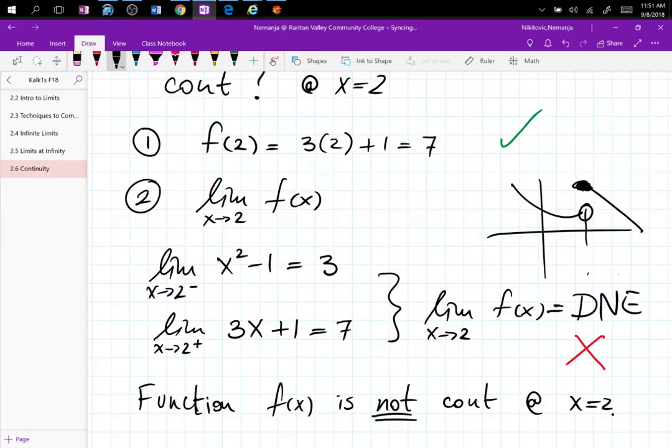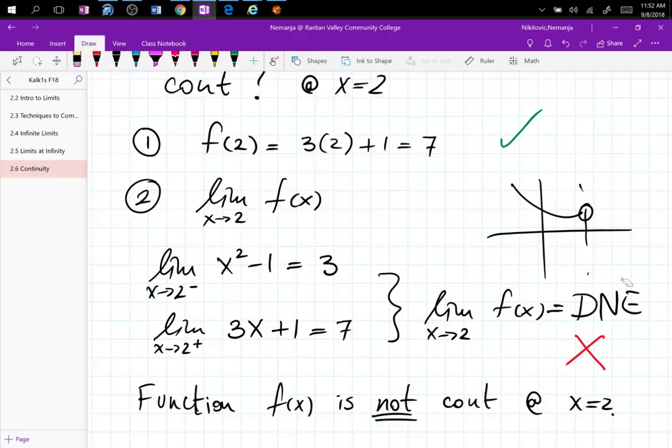Maybe you want to add that this function is continuous everywhere else. It's discontinuous only at 2. You have the polynomial features. Oh, and by the way, this sketch that I have is terrible. It is not the way the function looks.